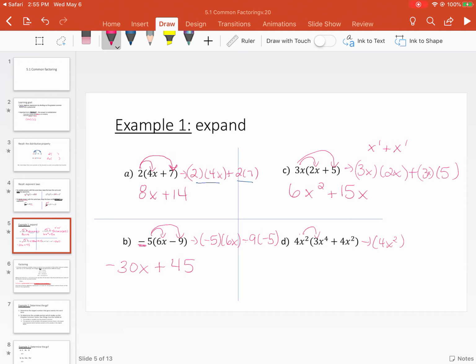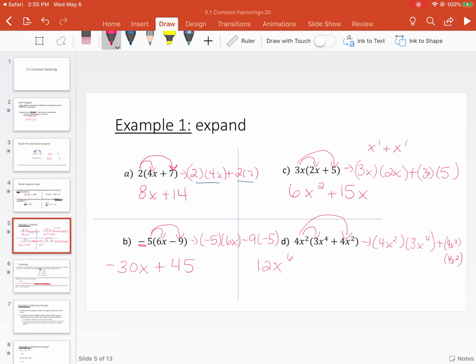Okay, and then even one here, even though there's lots of letters, that doesn't matter. You're thinking 4x squared. Draw your arrows if it helps. Lots of students do that. Even in grade 10, who cares? Okay, so 4x squared times 3x to the power of 4. So you multiply the numbers, so you get 12, 4 times 3. And then x squared times x to the power of 4, you add. So 2 plus 4 is 6.